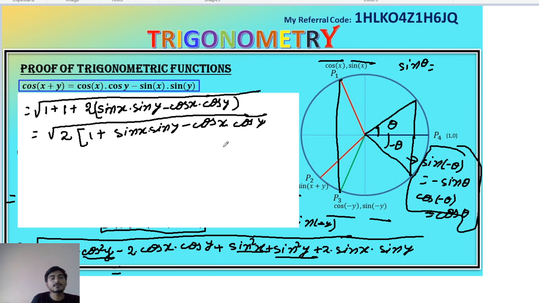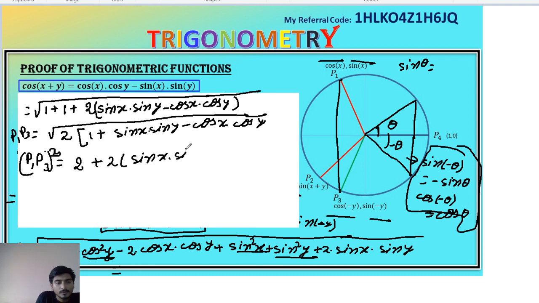Okay, so this was equal to nothing but p1 p3, right? Now same way, if I want in easier terms, I can write p1 p3, sorry, directly I can put a square and I can remove this root, so that will be equal to 2 plus 2 into sine x sine y minus cos x into cos y. Okay, so this is your p1 p3.